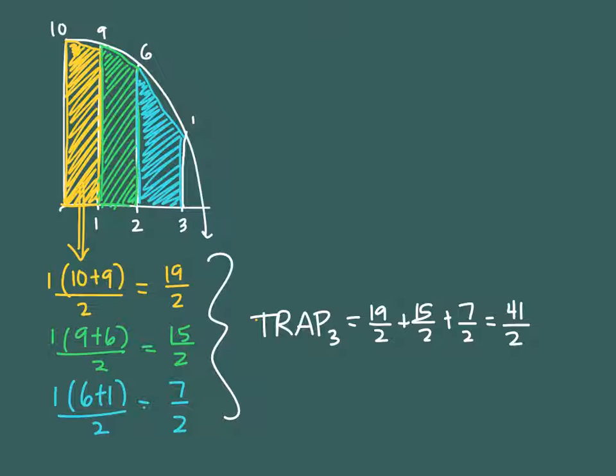For the trapezoidal method, when you say why it's an underestimate, hey.